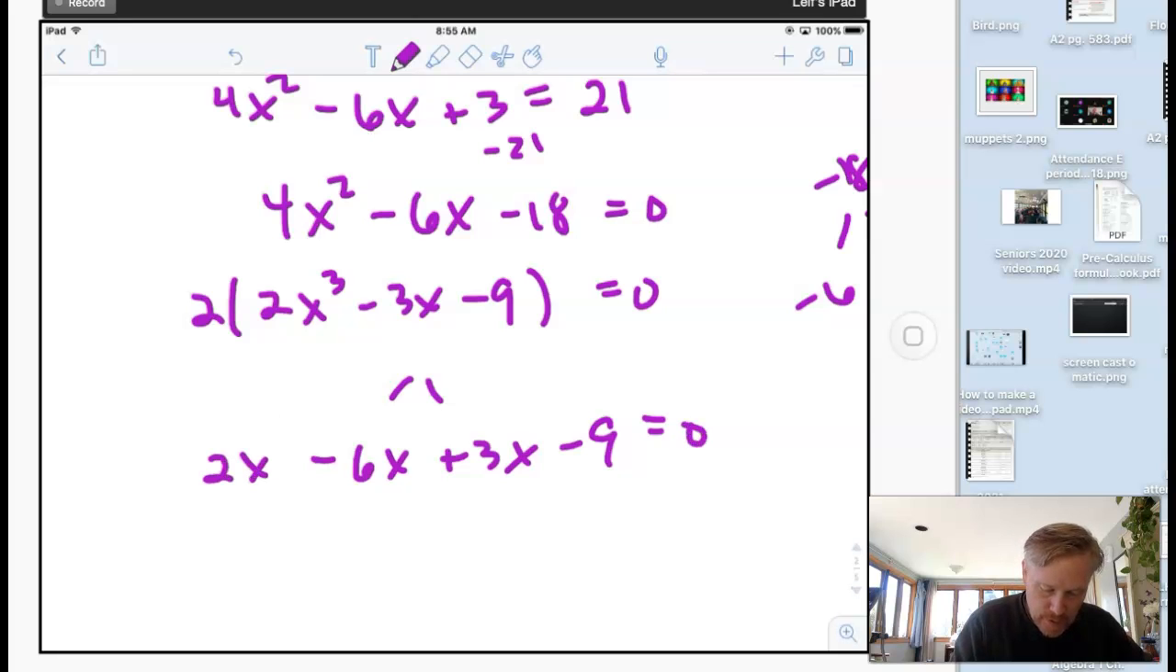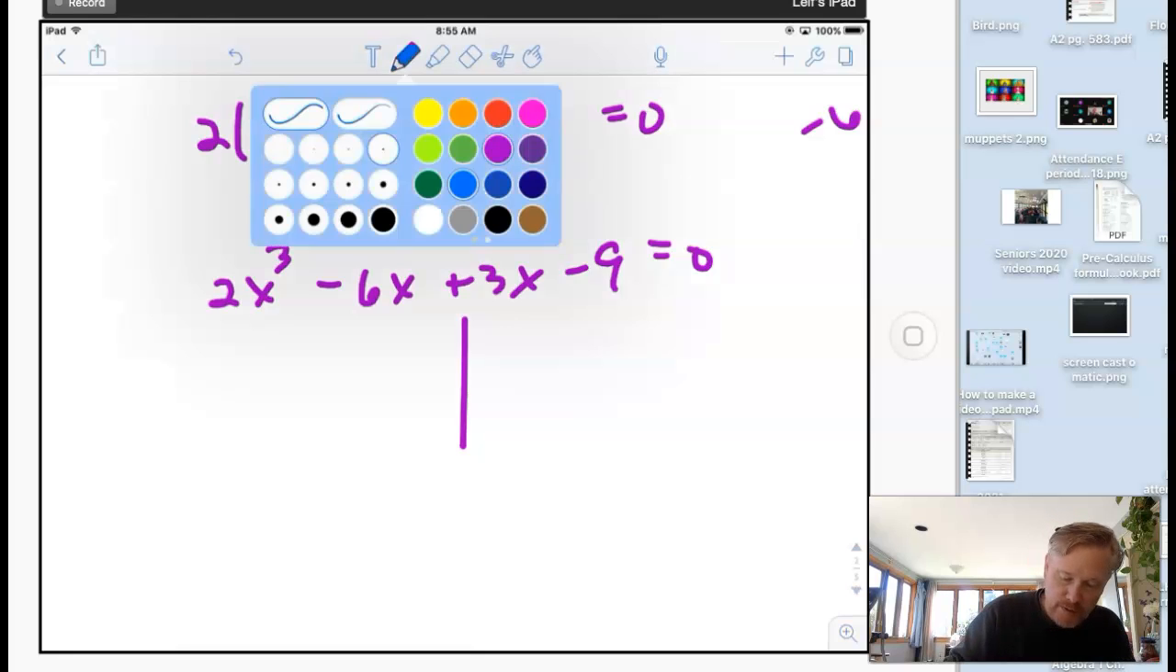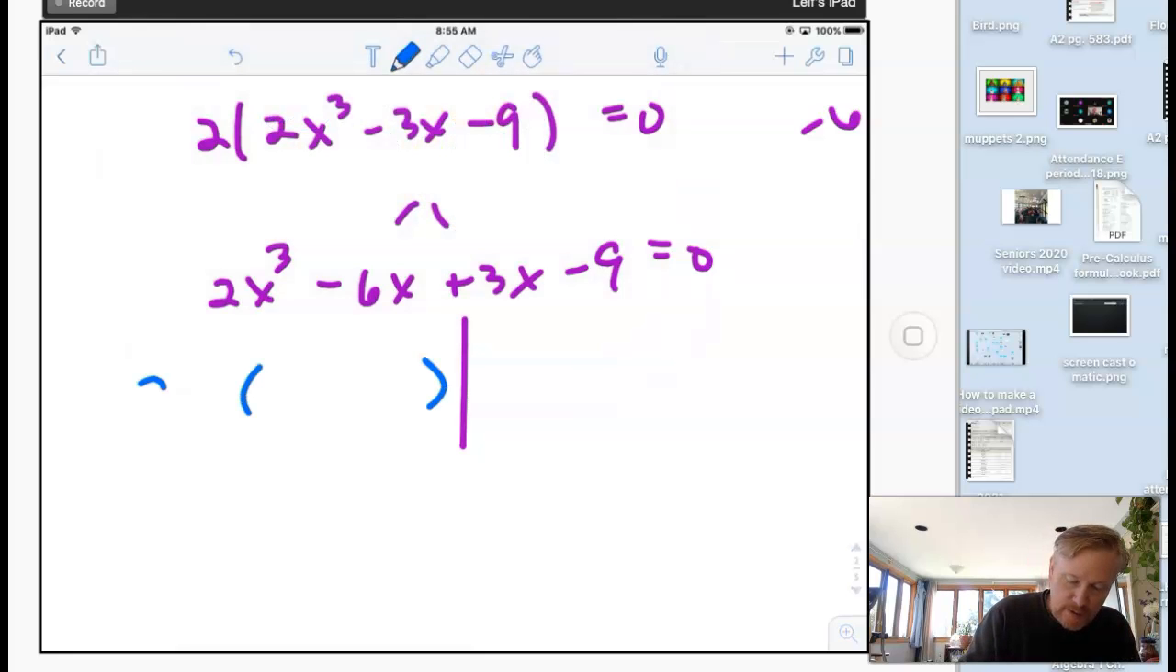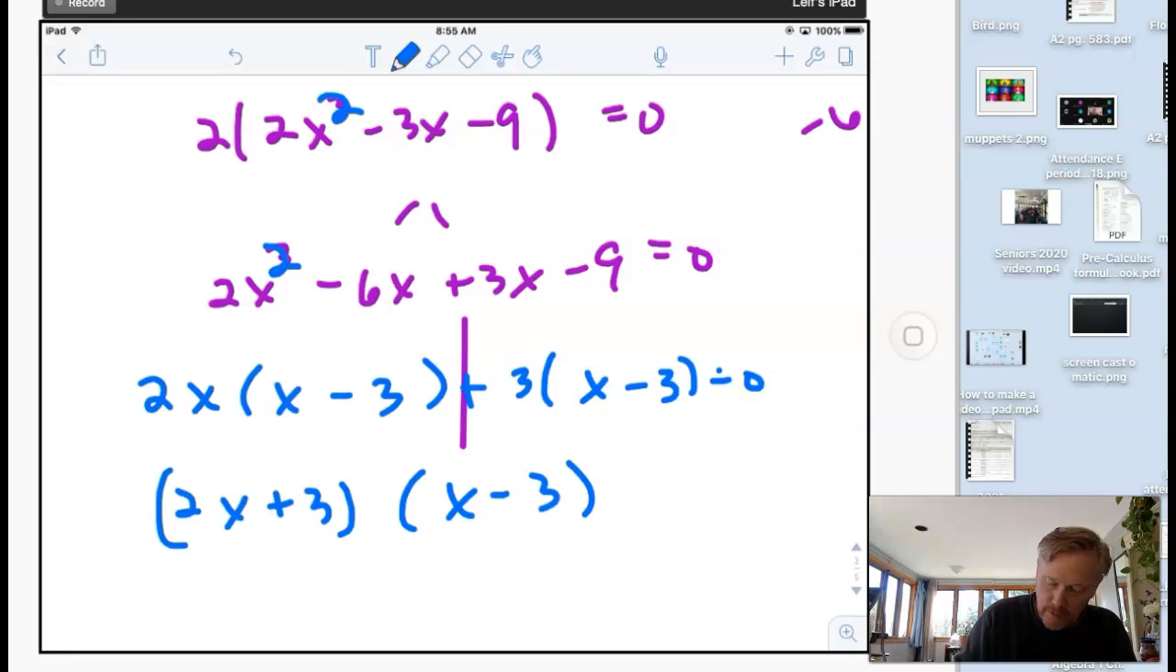And I got the 2x cubed. Draw a line down the middle, factor by grouping. You guys should all be experts at this by this point in the class. Pull out a 2x, I'm left with x squared. x minus 3. Over here I can pull out a 3, and I get x minus 3. Which means I got 2x plus 3 times x minus 3 equals 0.